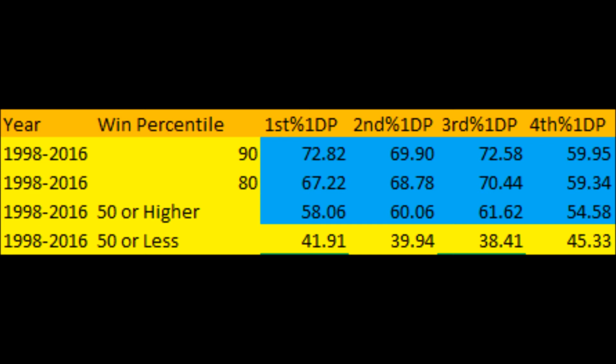shows a correlation that when you win with the pass, when you get first downs with the pass, you set yourself up to win more games, statistically speaking, since the 1998 NFL season.